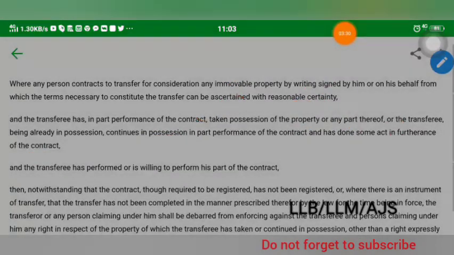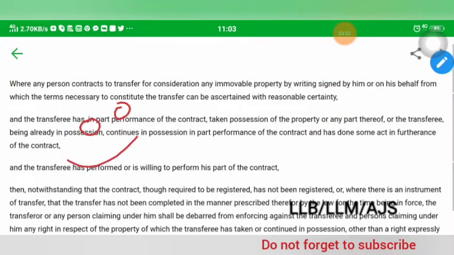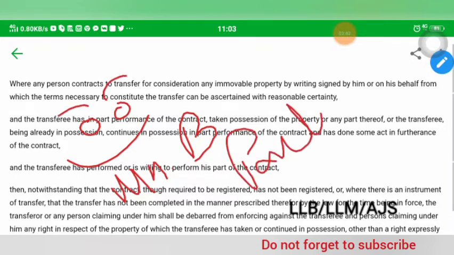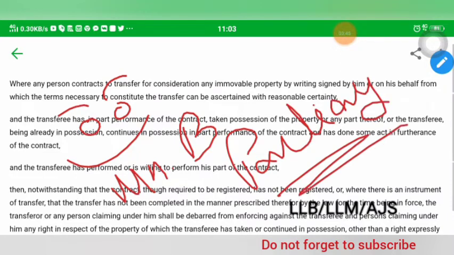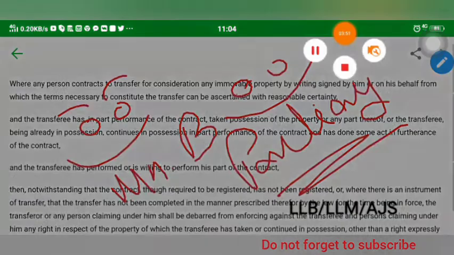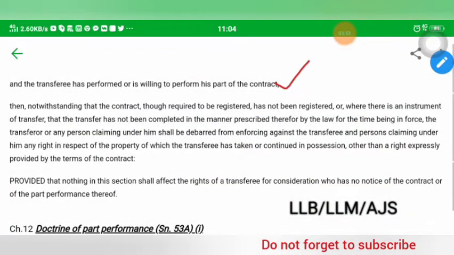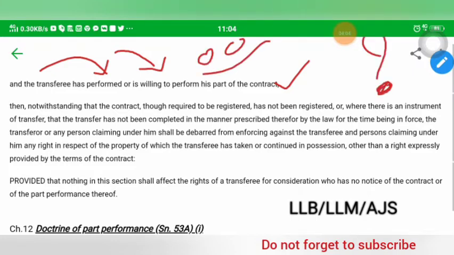So from these lines we find that the transferee, Mr. B, is very willing to perform his part of the contract, or has actually partially performed his part of the contract, or at least he is willing to do so. So from this sentence we find that the transferee has either already performed, or at least is willing to perform his part of the contract. That's great. But what about the transferor? What about Mr. A, the transferor?